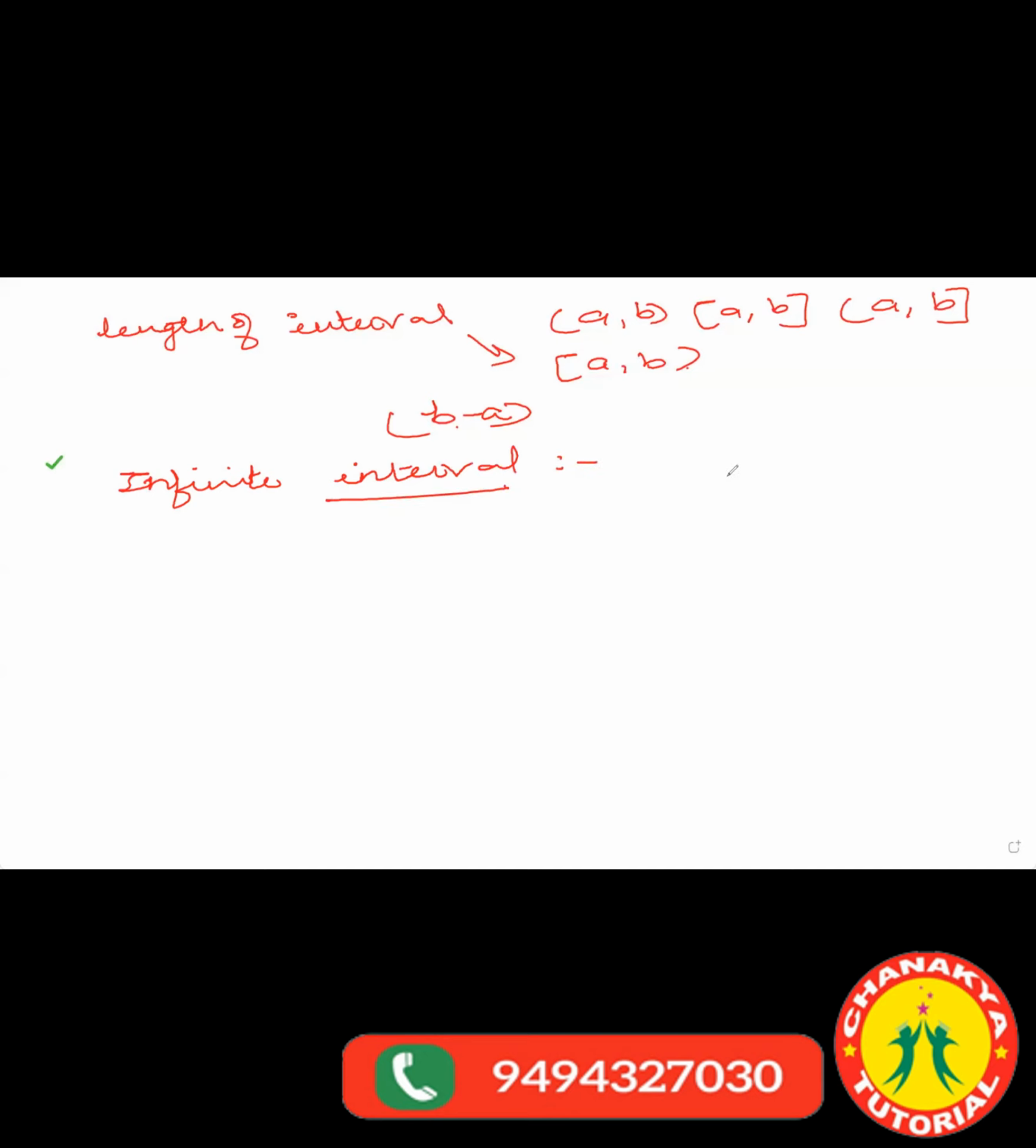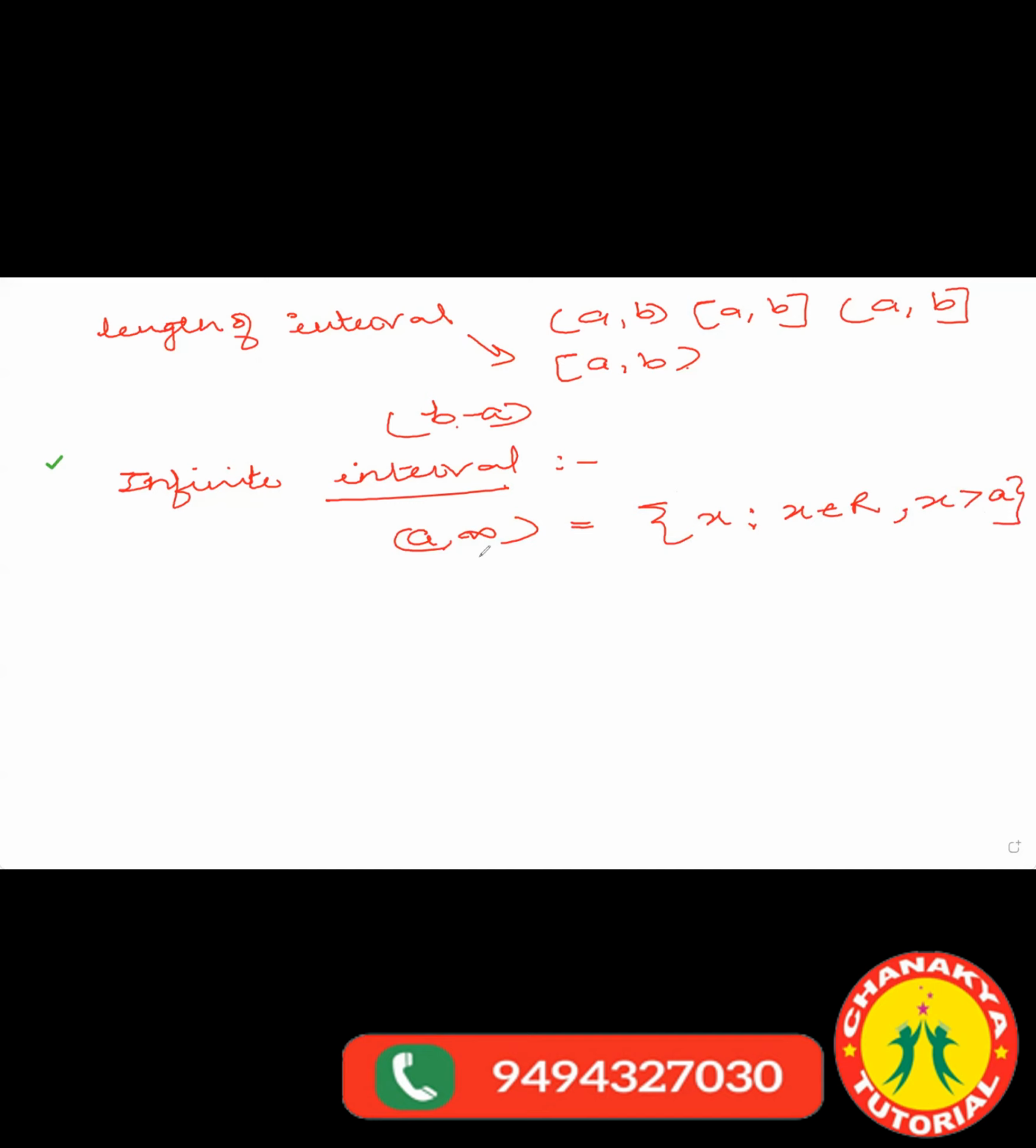Finite and infinite. Infinite interval. What will be your infinite interval, children? The set of all real numbers x such that x is greater than a. It will form an infinite interval. So it will be a to infinity. Right? So x such that x belongs to real numbers and x is greater than a.